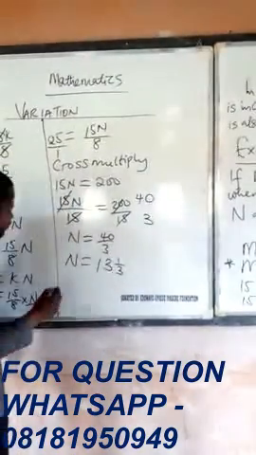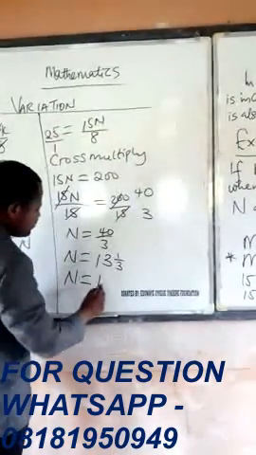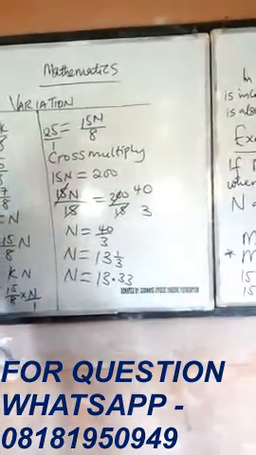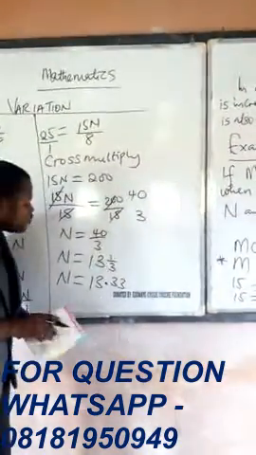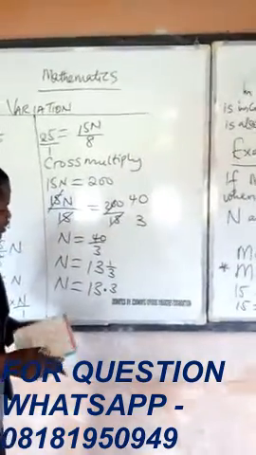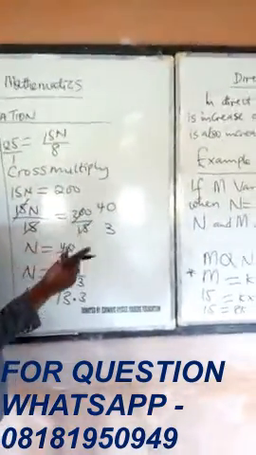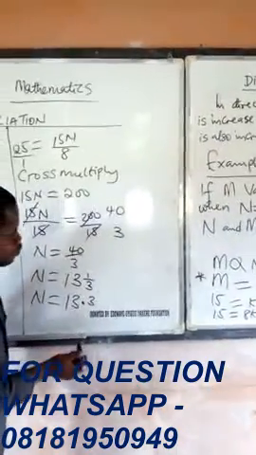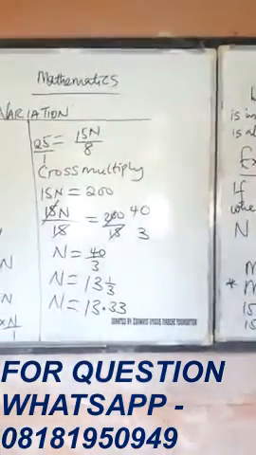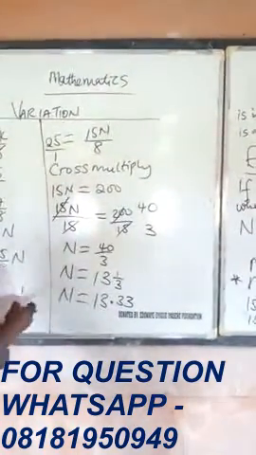Or rather, if you want to put it in decimal, your n can be 13.33. Sometimes there's what we call premature approximation. Some students will just say 13.3. No, if you use 13.3, by the time you use this value to solve other questions, it might affect your solution. So that will give us 13.33. So this is the value of n.